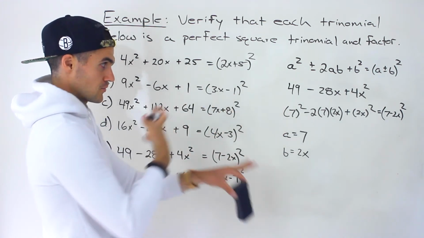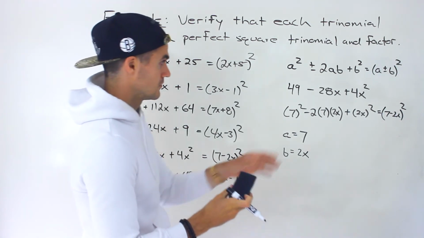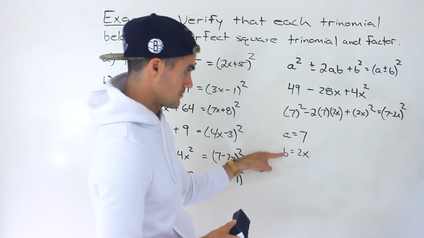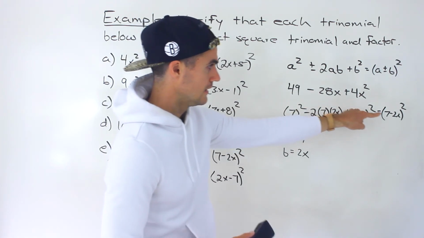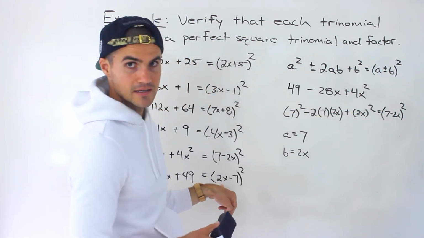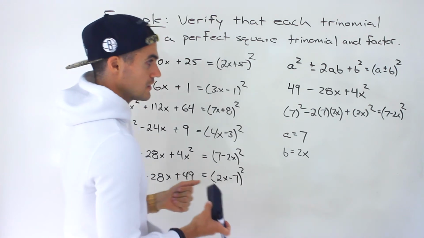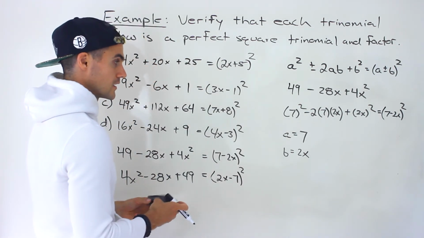Now again, if you wanted to rearrange this, you could get the A value to be 2x, the B value to be 7 if you put this here and then this here. And over here, you'd end up with 2x minus 7 squared. Both of them are the same thing. I'm going to show you at the end why.